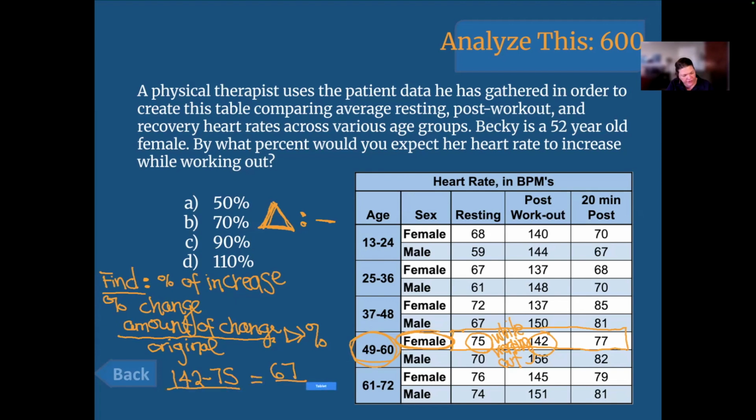And now I want that change out of the original. So how much was her original heart rate? Order matters with percent change. Which one was the original one? Just think about time. Her original heart rate was 75. Beautiful. She started at the 75. And so that's what I'm going to be dividing 67 by. And then I'll convert to a percent.